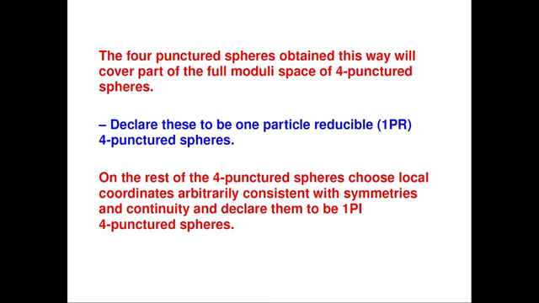So, typically the 4 punctured spheres that you obtain this way will cover part of the full moduli space of 4 punctured spheres. We declare these to be one particle reducible 4 punctured spheres, and on the rest of the 4 punctured spheres we choose local coordinates arbitrarily, but of course you have to be consistent with the symmetries, and make sure that it is continuous, and declare them to be 1PI 4 punctured spheres. So, in diagrams what we are seeing is the following.